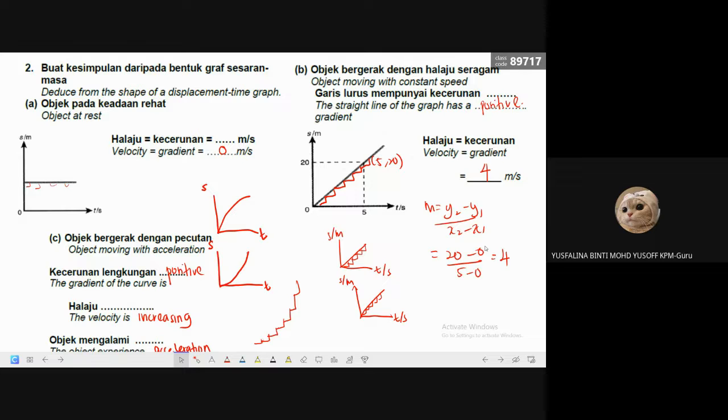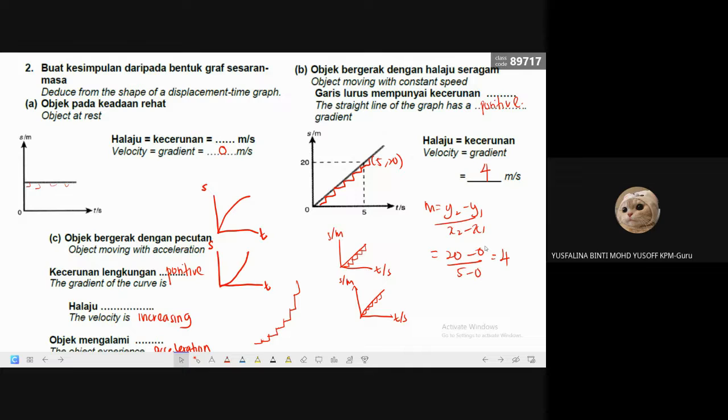Because if I draw it and the size of the triangle is the same, it means the gradient is the same. The size of the triangle represents the gradient, and the gradient represents the velocity for the displacement against time graph. So I think you have no problem for B. If you don't understand, you can just raise your hand. Next one, for C.